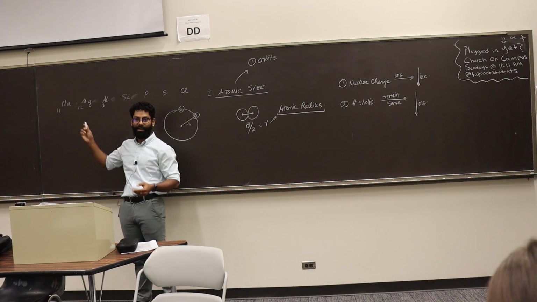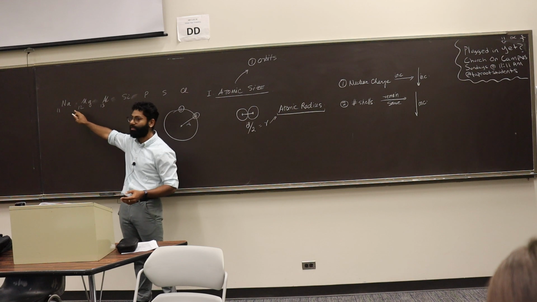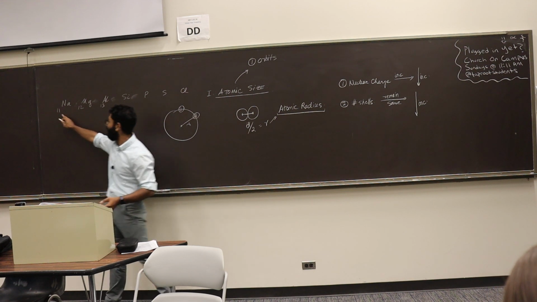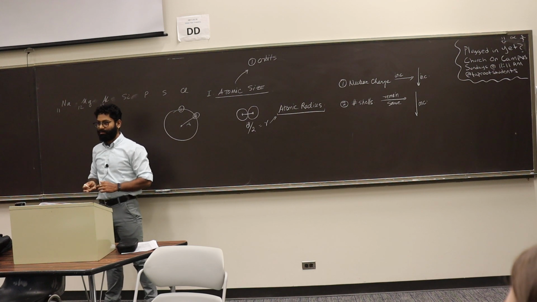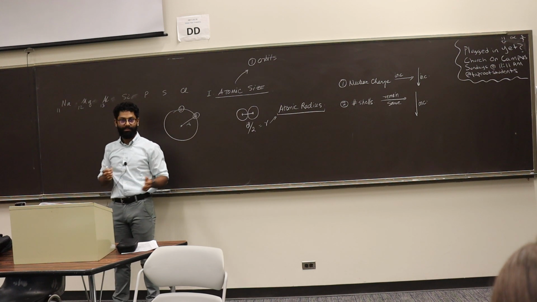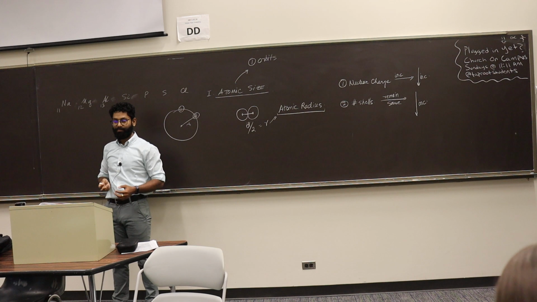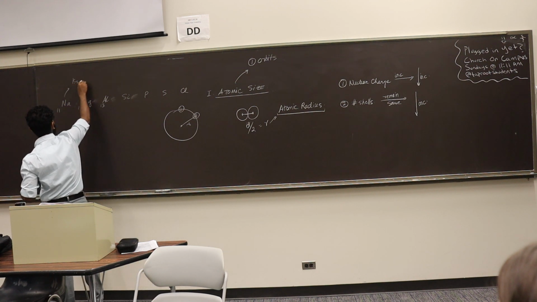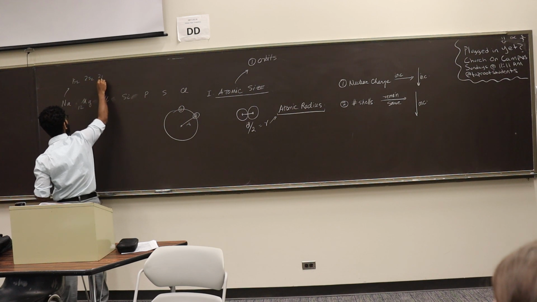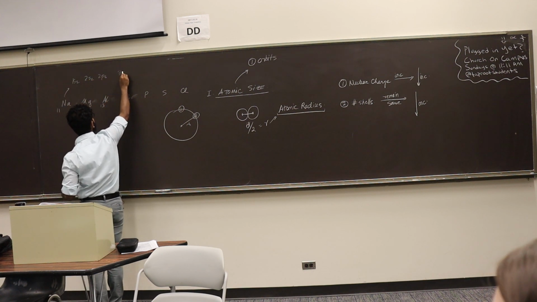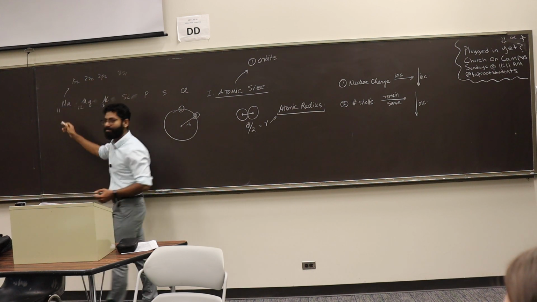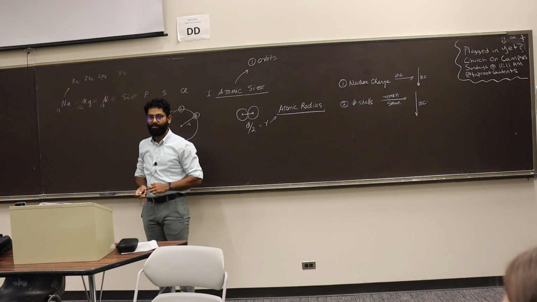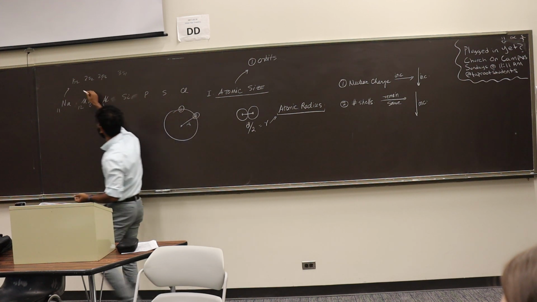What do you have to do? You have to write the electronic configuration. Can you quickly write down the electronic configuration? And this is 11. And you can do the noble gas shorthand. 1s2, 2s2, 2p6, 3s1. So how many shells? 3, right?